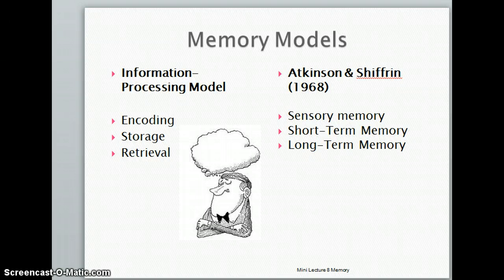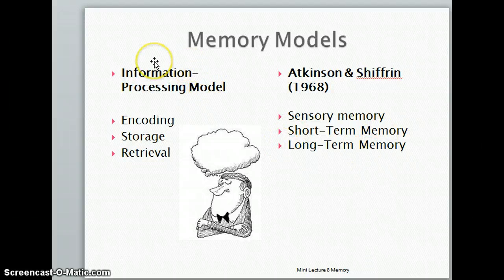The first is the older of the two, the Atkinson-Shiffrin model, which takes us back to the late 1960s, in which their model consisted of the process of information coming into our memory, first as sensory information, sensory memory, which then goes into short-term memory, and then some of that information actually gets stored into long-term memory.